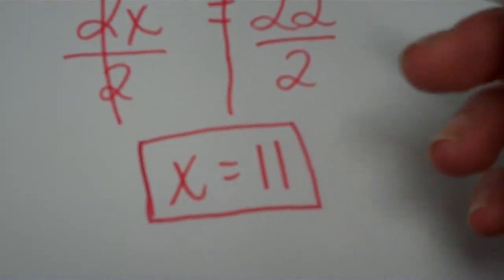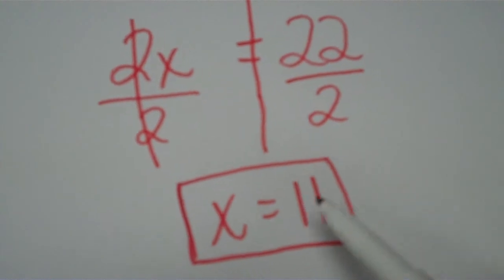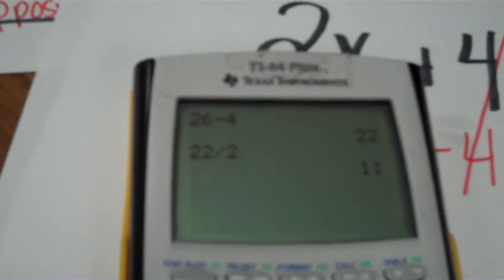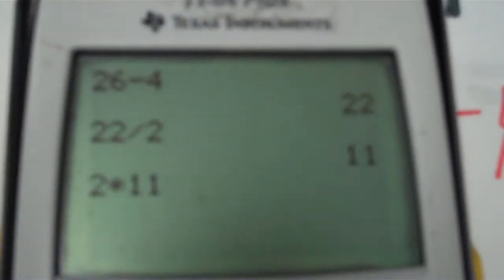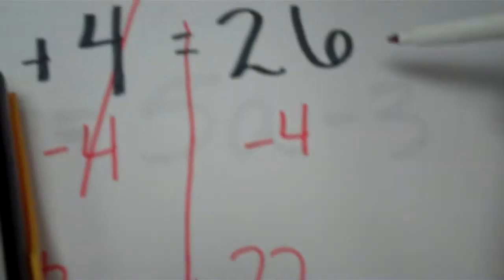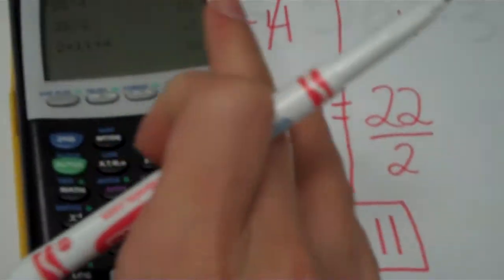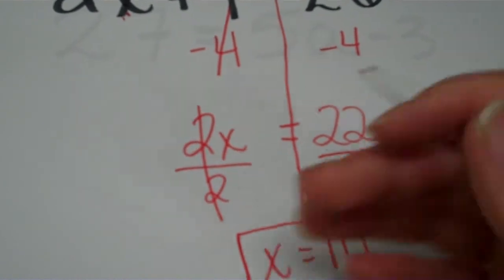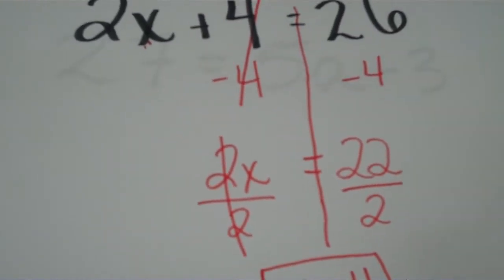Now to double check your answer, we need to make sure it's right. So 2 times 11 plus 4. Let's try that. 2 times 11 plus 4 equals 26, and we got 26 over here. So we're good. You're going to be doing this process, and it's going to be really weird at first, and it's going to start to feel better in a little bit.